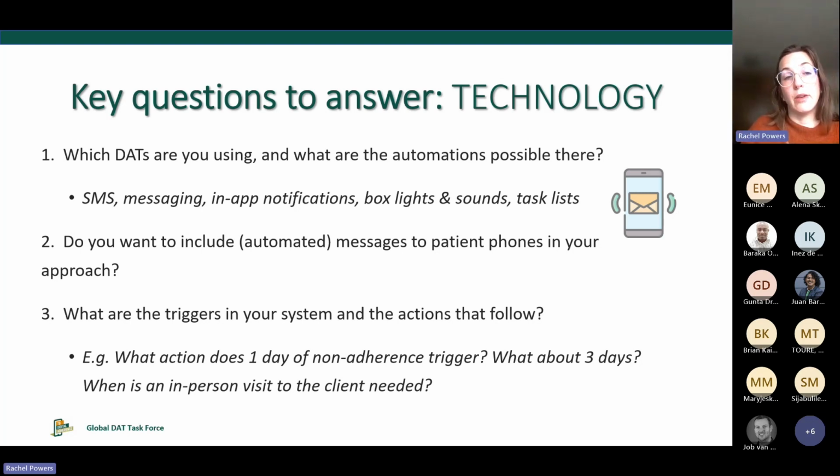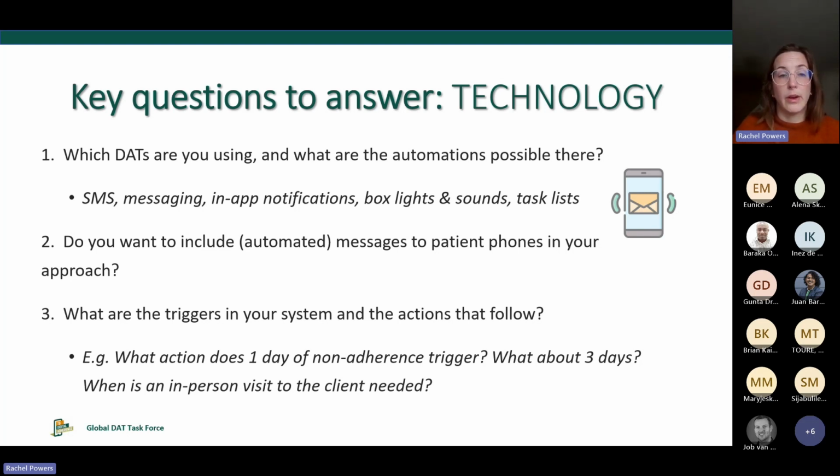You also want to think about number 2, do you actually want to include automated messages to patient phones in your approach? So not all clients will have a phone. Knowing that, do you want that to be a key part of your intervention, or will you have other methods of making sure you can provide support?